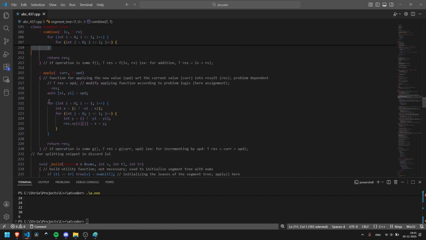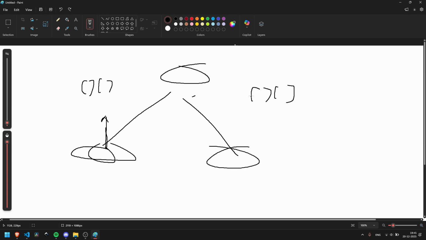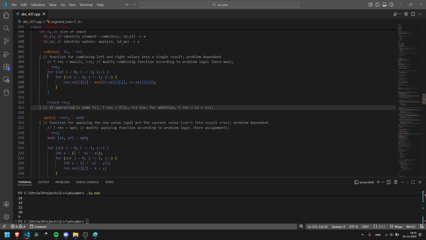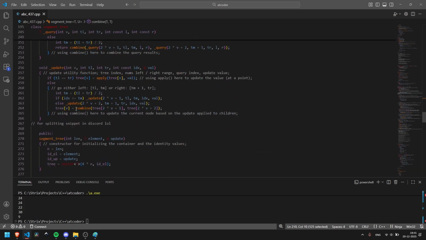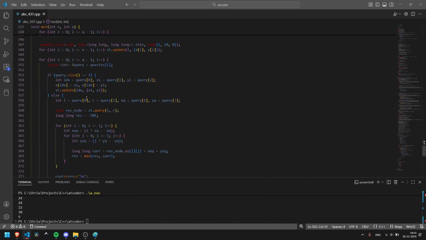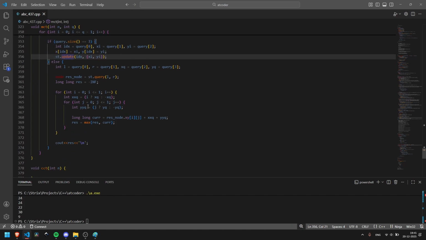There are no checks required, since our identity element was all minus infinity. And while applying, since it's an assignment update, we are given some xi yi, and we can just assign them based on our defined rules for the indices. So this was the segment tree template, nothing special in that. After filtering the queries based on the type, if it's an update, we just update it normally in our segment tree. Else for the query, we get our result node.